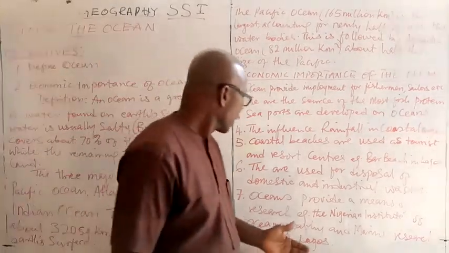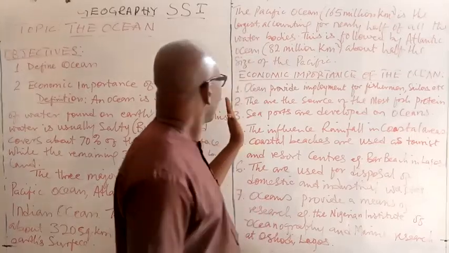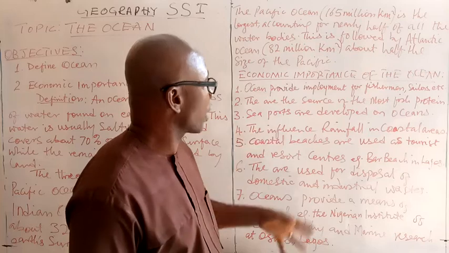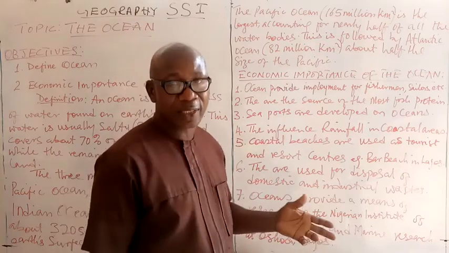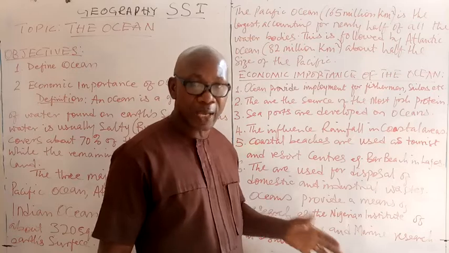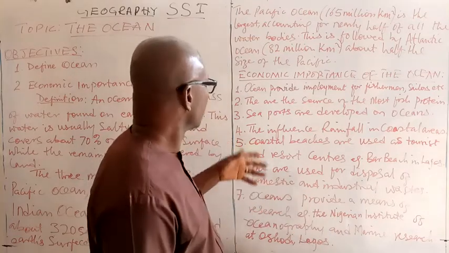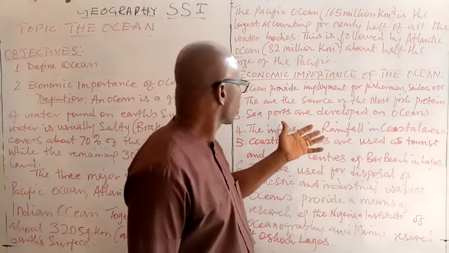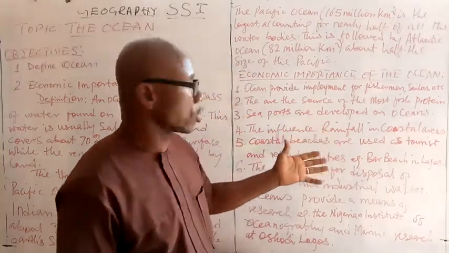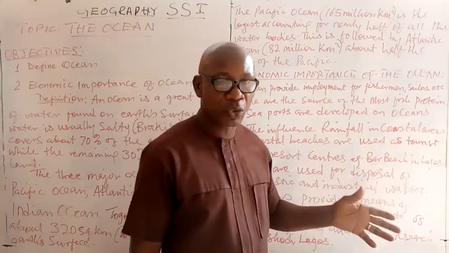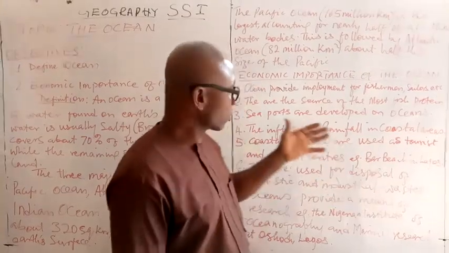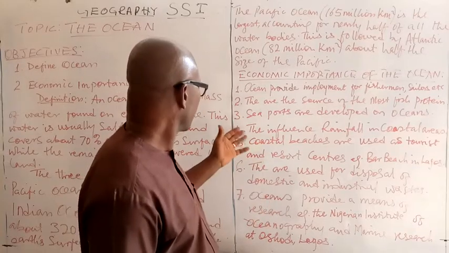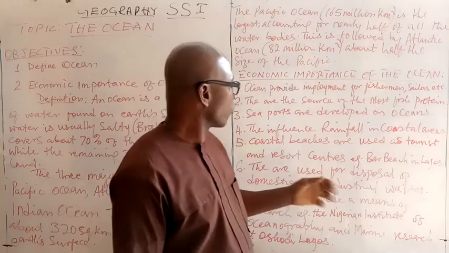If we go into the economic importance of these oceans, we might see a good number of them. Beginning with one, the ocean provides important employment for fishermen, sailors, and others, including shipbuilders. They find employment using the ocean. Number two, the ocean is a source of most fish protein. Most of the fish consumed the world over are caught from the ocean. Number three, seaports are developed on oceans.